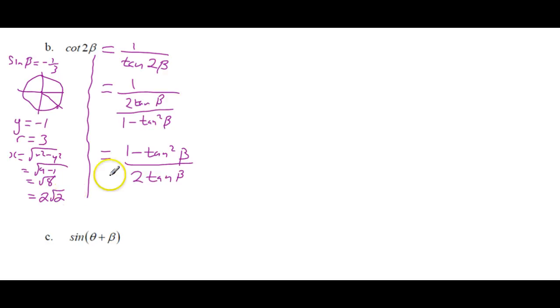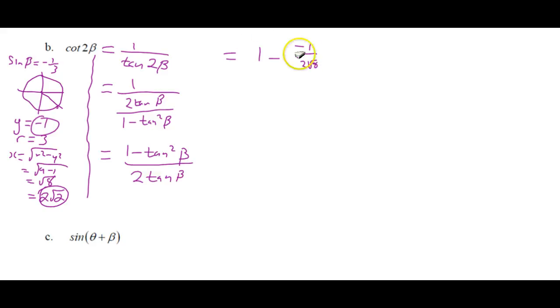And what do we need? Well, we need the tan of beta. Tangent in quadrant 4 will also be negative. Tan is negative in 2 and 4. And tangent is defined as y over x. All right, so let's do it. That's equal to 1 minus negative 1 over 2 root 2.